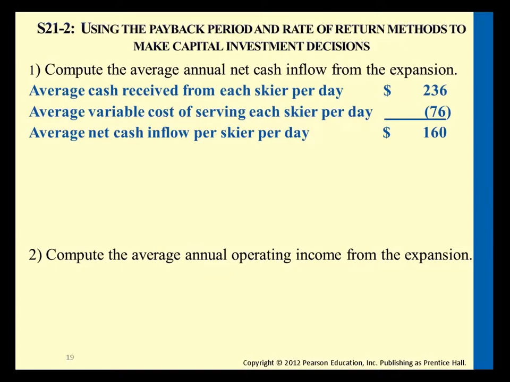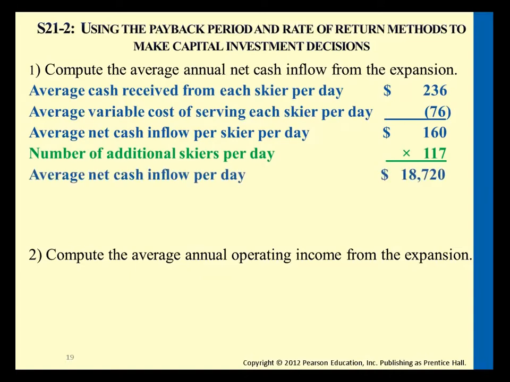Multiply that by how many? That's right. You're right. So we multiply that by 117. That's how many additional skiers we have if we make that investment, right? So what we have right now is our average net cash inflow per day. So all those additional skiers that are right now visiting our, whatever that facility is, right? Right now we're making additional $18,720.